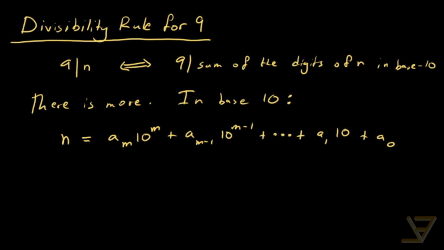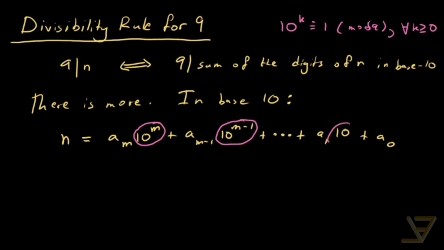And now the thing to notice is that 10 to the k is congruent to 1 mod 9. So we're using modular arithmetic here, for all integers k greater than or equal to 0. What that allows us to do is get pretty close to annihilating all these powers of 10. They're all going to become 1. So this is congruent to a_m plus a_(m-1) plus all the way through to a_1 plus a_0 mod 9.